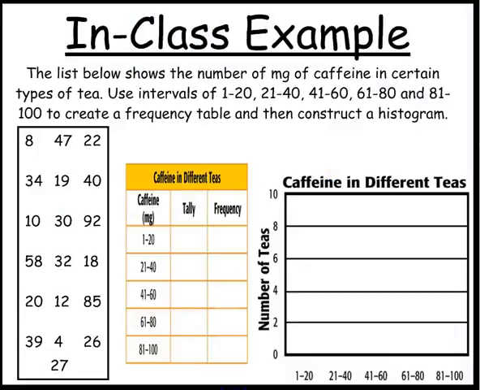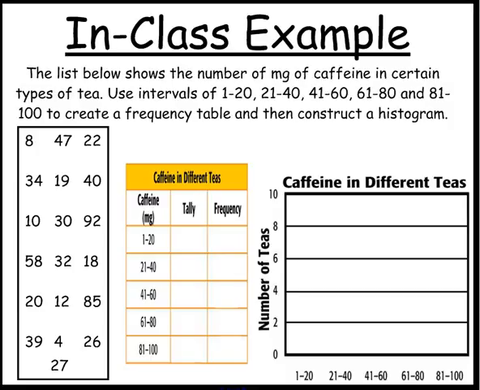So our in-class example says, the list below shows the number of milligrams of caffeine in certain types of tea. Using intervals of 1 to 20, 21 to 40, 41 through 60, 61 through 80, and 81 to 100, create a frequency table and then construct a histogram. So we're doing two of those three things that we learned today.